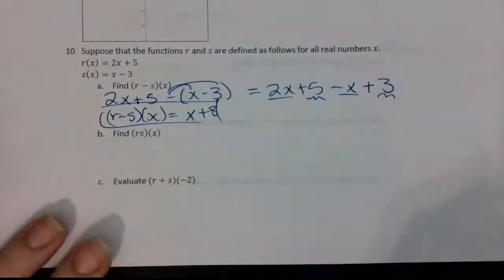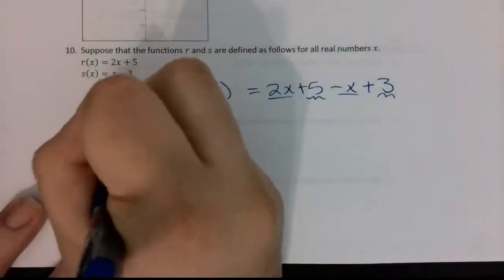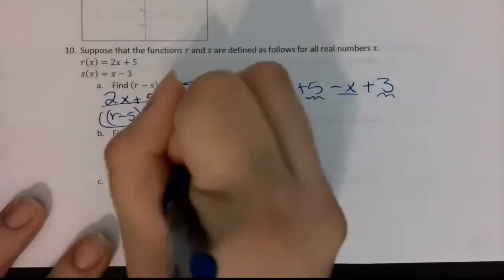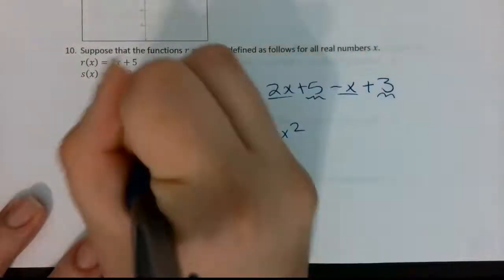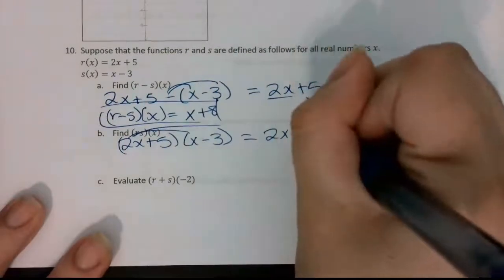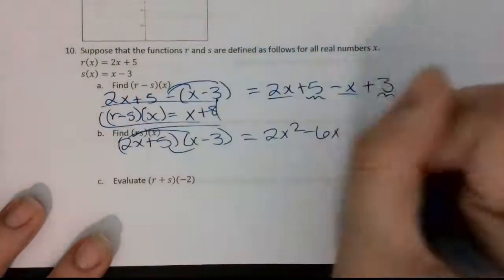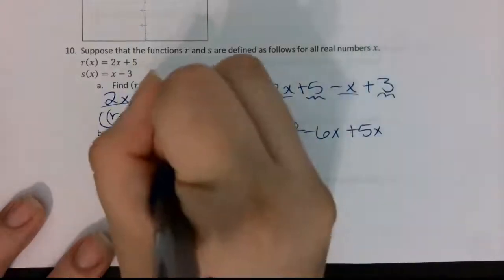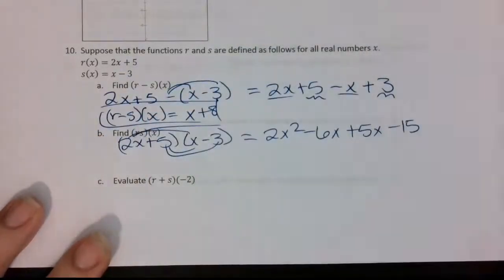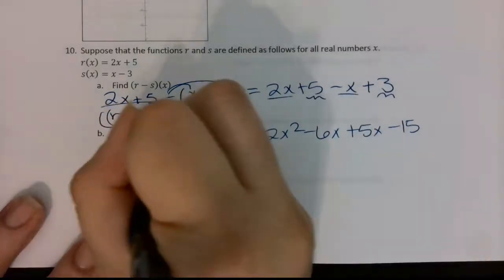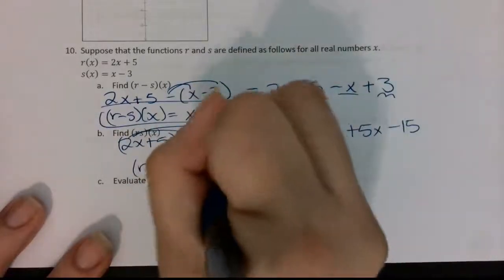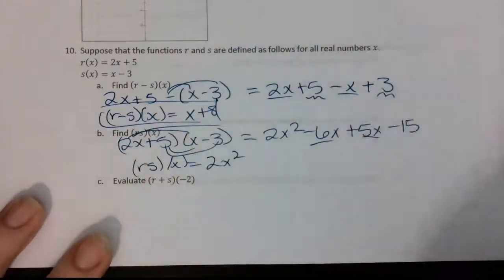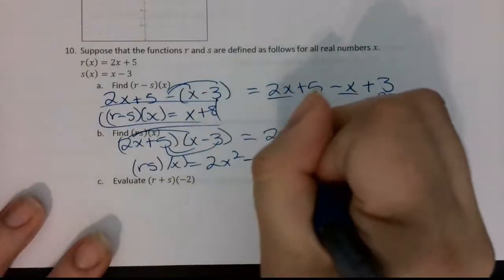B wants me to multiply the two equations together. So I'm going to have 2x plus 5 times x minus 3. What I want to do here is FOIL. 2x times x is 2x squared. 2x times negative 3 is negative 6x. 5 times x is 5x. 5 times negative 3 is negative 15. Then I want to combine like terms. I have 2x squared. Negative 6 plus 5x gives me negative x minus 15.